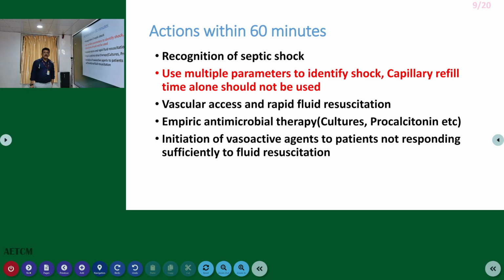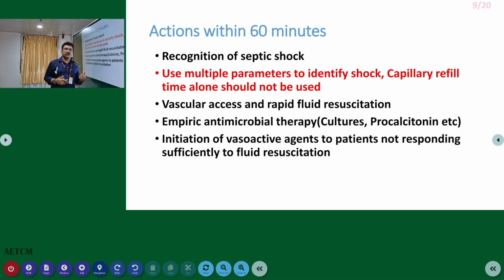Now, what actions do you take when the patient comes to the emergency room with sepsis? First of all, you have to recognize the sepsis. Then you have to recognize the shock, like if hypotension is there, you have to give fluids. Then only you can act. Before that, when our sepsis patient comes to the emergency room, we have to put in 2 large bore IV cannulas, then start fluids immediately after getting the patient to the ER.